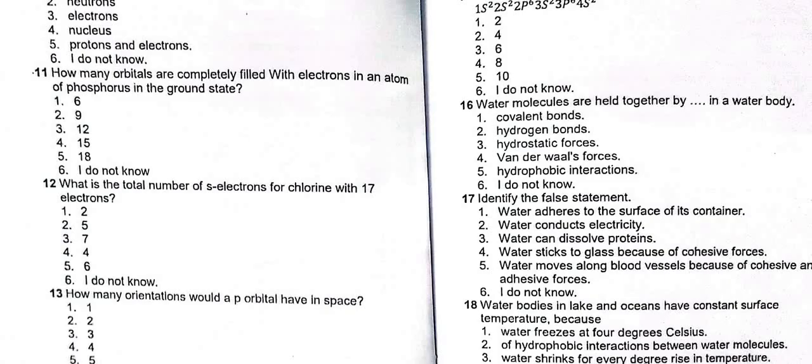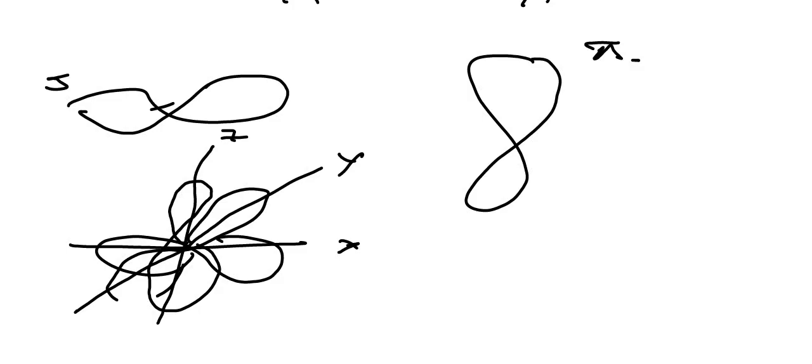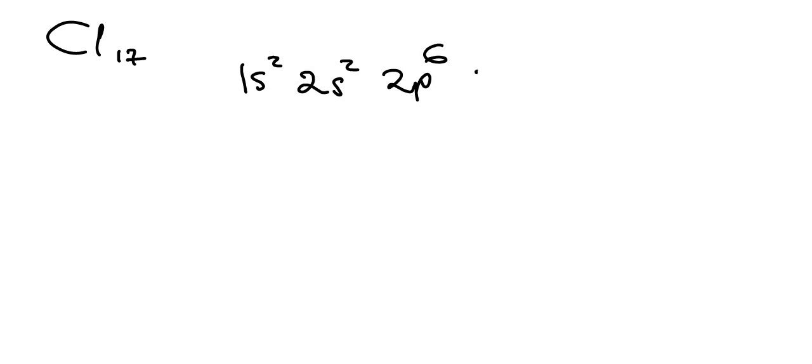So we go back to the 17 is chlorine, right? So you write the configuration of chlorine. So chlorine 17. So you say 1s2, you say 2s2, you say 2p6, you say 3s2, you say 3p what? 5, right? How many electrons are in the s?